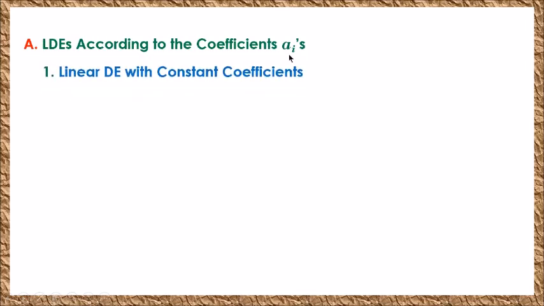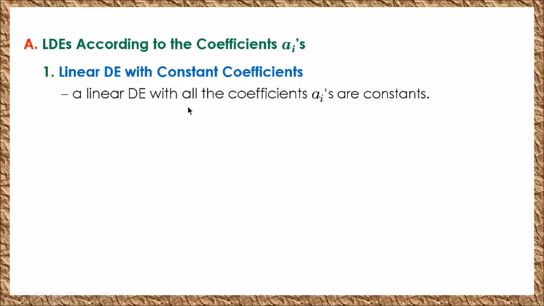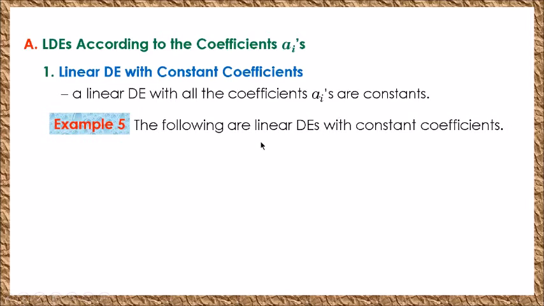According to the coefficients a sub i, we have LDE with constant coefficients. So when do we say that it is LDE with constant coefficients? When all the coefficients a sub i's are constants. The following are linear differential equations with constant coefficients. So the coefficients of the derivatives and the dependent variable must be all constants.